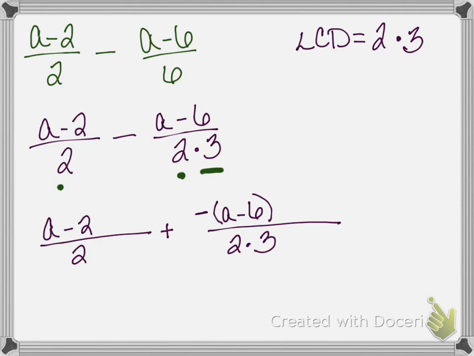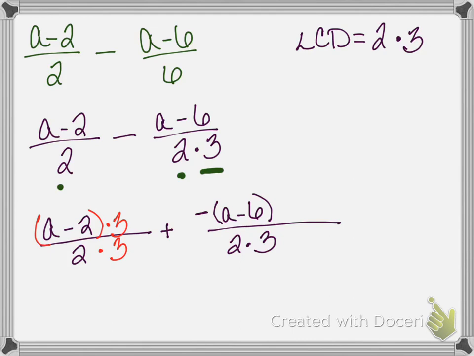In my first fraction, what am I missing in the denominator? I've got a 2, so what do I need to add to that? Good. So I'm going to have 2 times 3. I am multiplying that 3 times that entire binomial. So I'm going to have to distribute that.